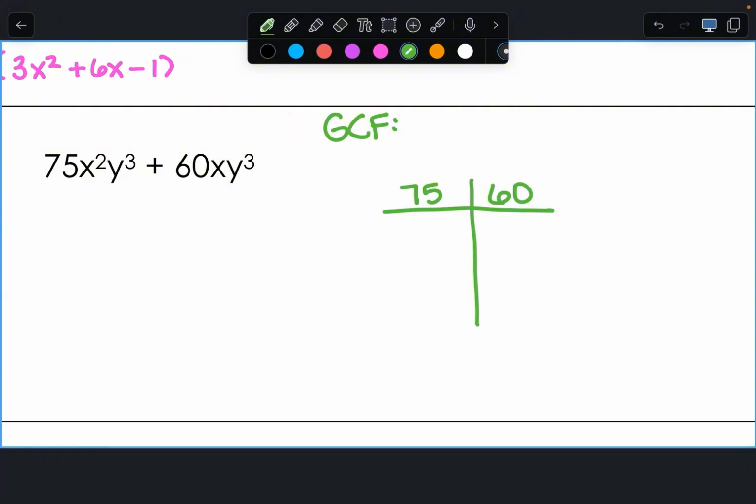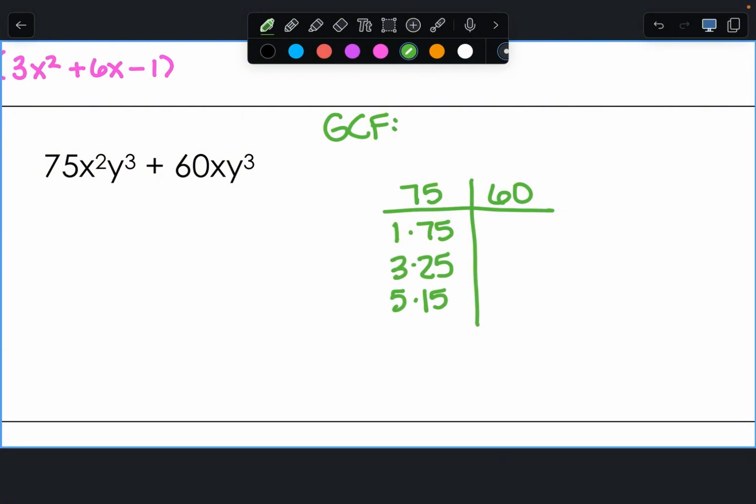Let's do it. 75: 1 times 75, what else? Don't guess. Put it in the calculator. Practice putting it in the calculator for those numbers that you don't know about. 1 times 75, 3 times 25, 5 times 15.